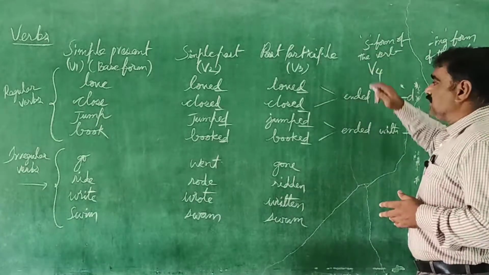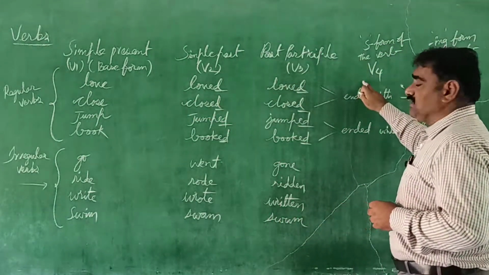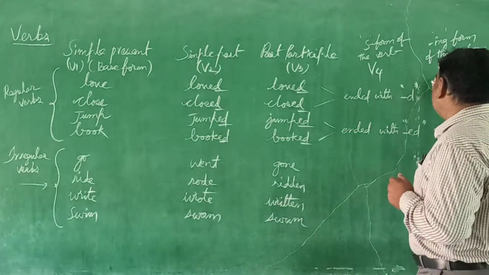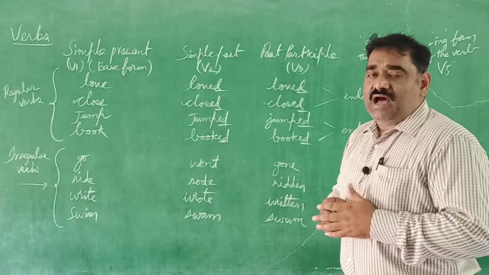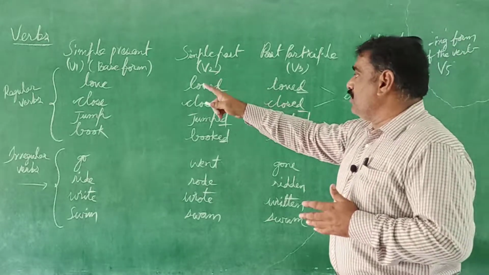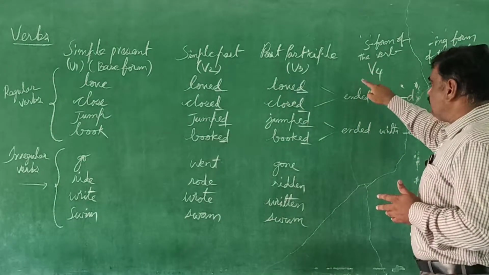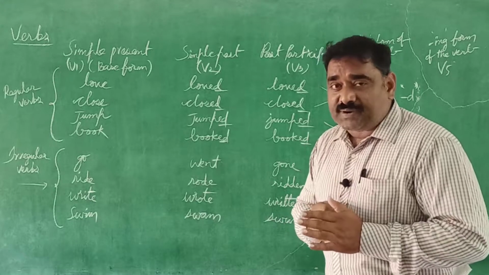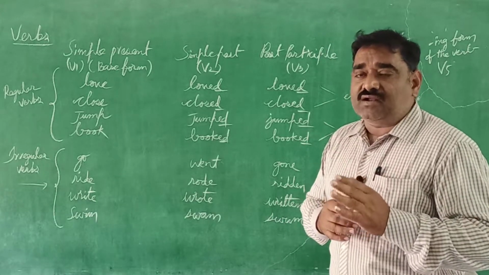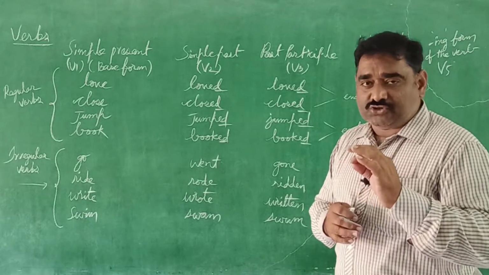V4 is nothing but the S form of the verb. This love, adding S, loves. Like that, V5 is the ing form of the word, ending with ing, loving. Love, loved, loved, loves, loving. This S form of the verb we generally use in simple present tense only for third person singular. So persons are also very important, you should come to know.